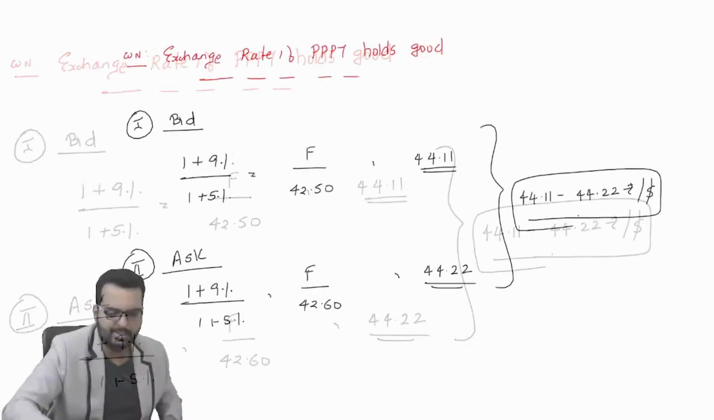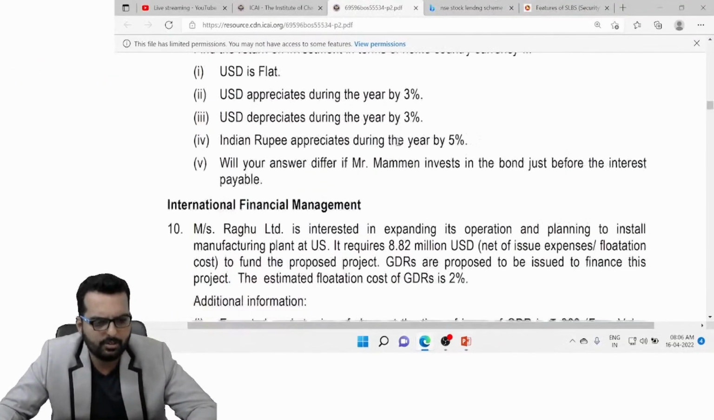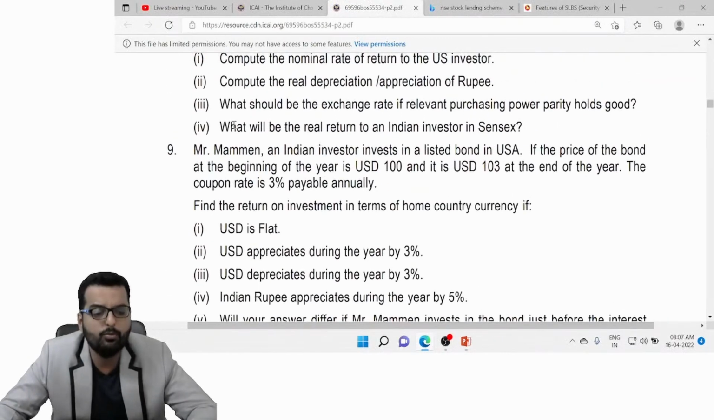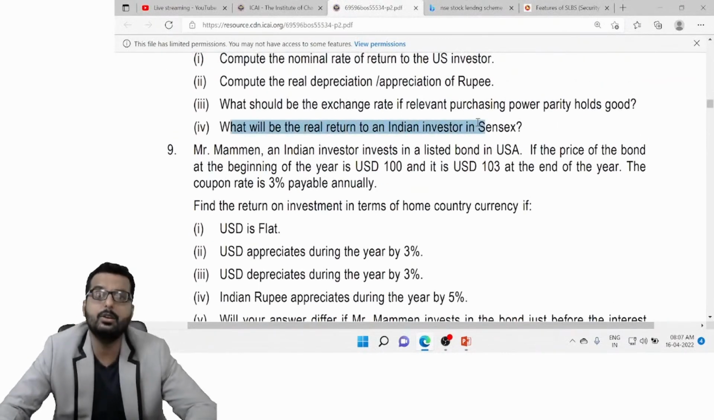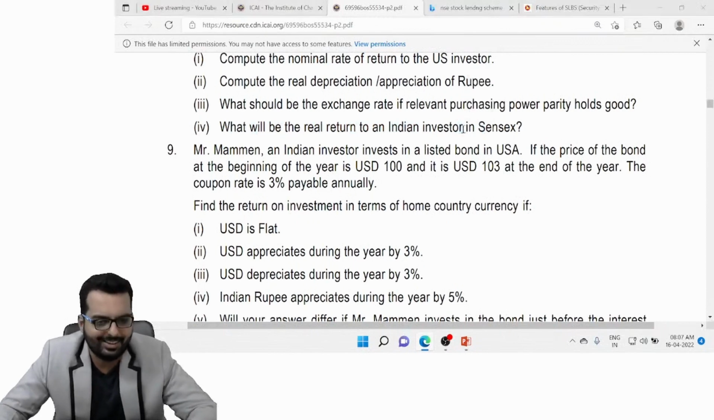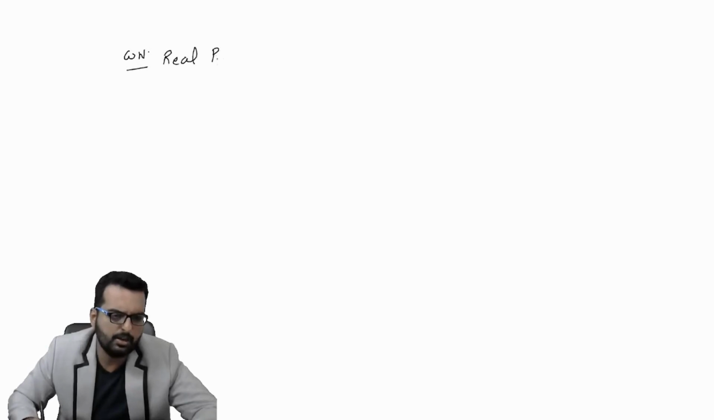I believe you are done writing this also, friends. I'll go to the next part now. And the last requirement. Last requirement is what will be the real return to the Indian investor in Sensex? Friends, I'll write down the next working note heading. Real return in Sensex.